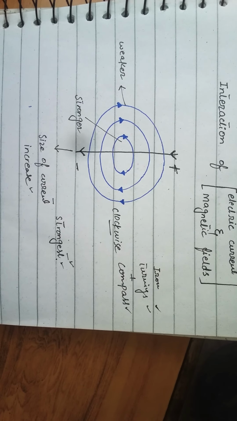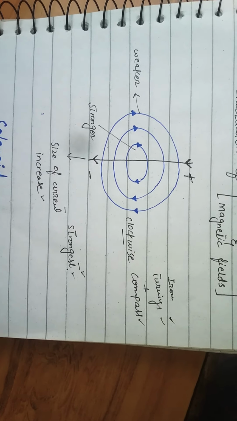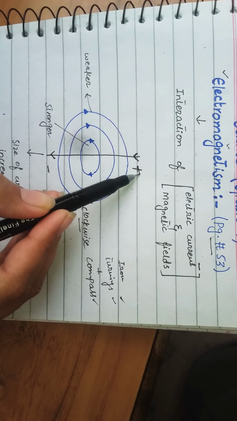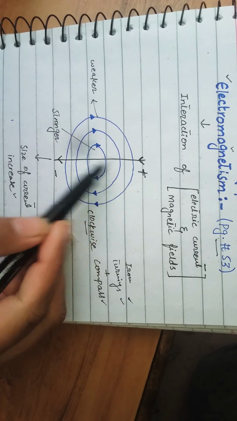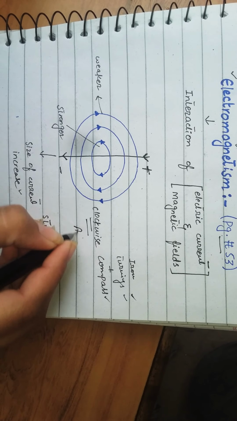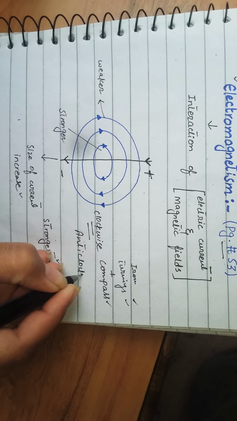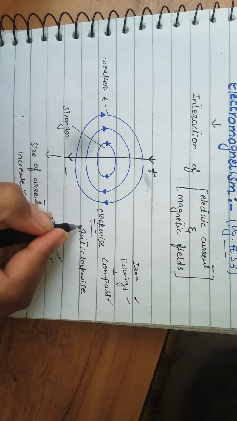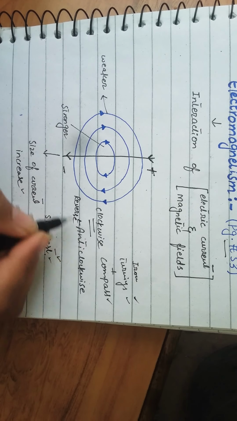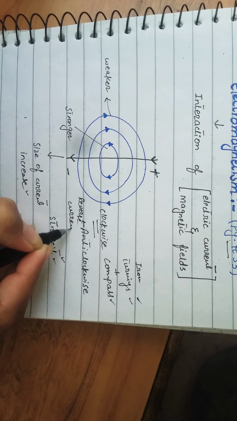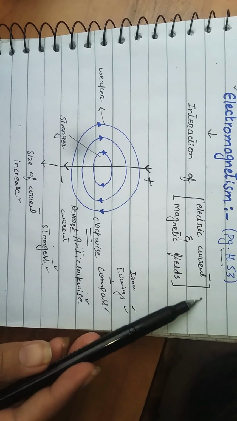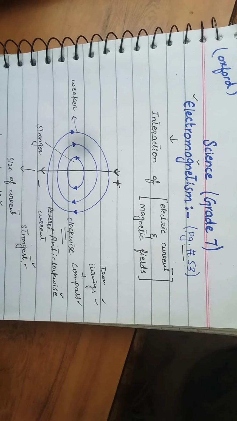What happens if the current is reversed? Here I have shown the positive sign and negative sign. If I reverse the direction of the current, then the direction of the magnetic field will be anti-clockwise. This was electromagnetism. I hope it is clear to you.